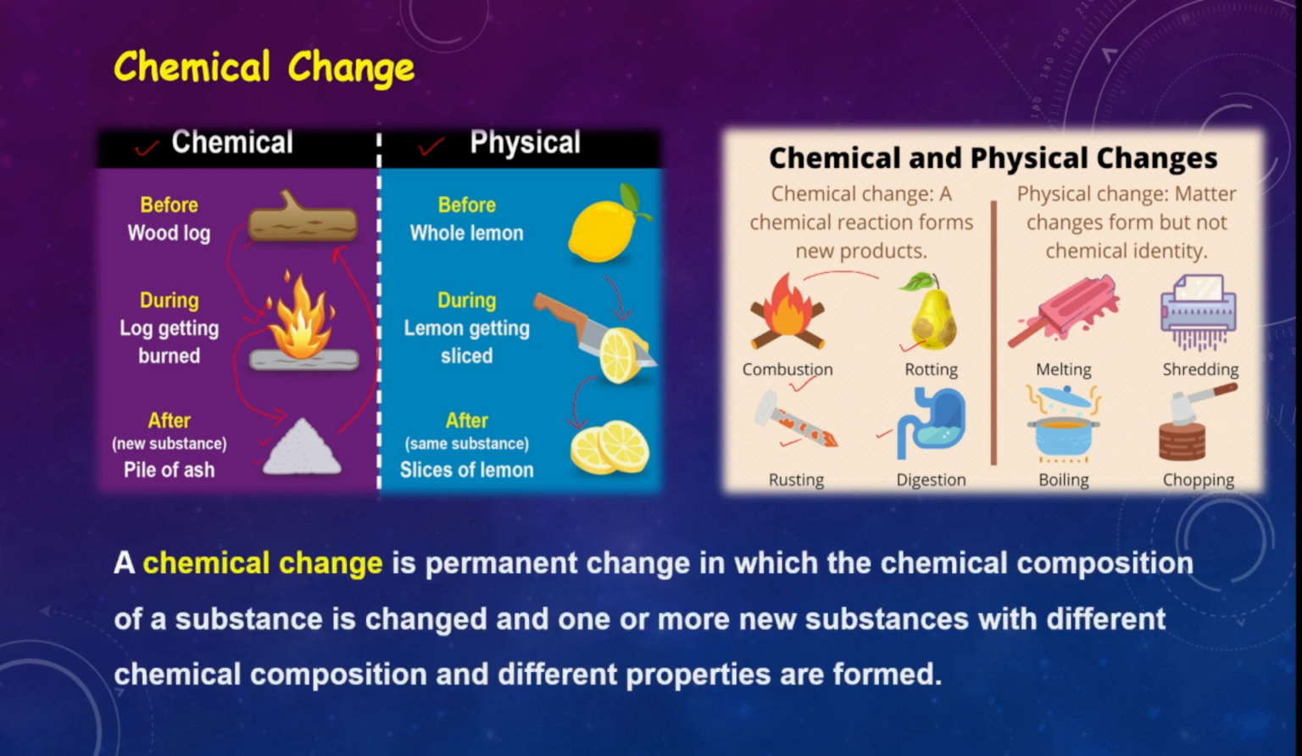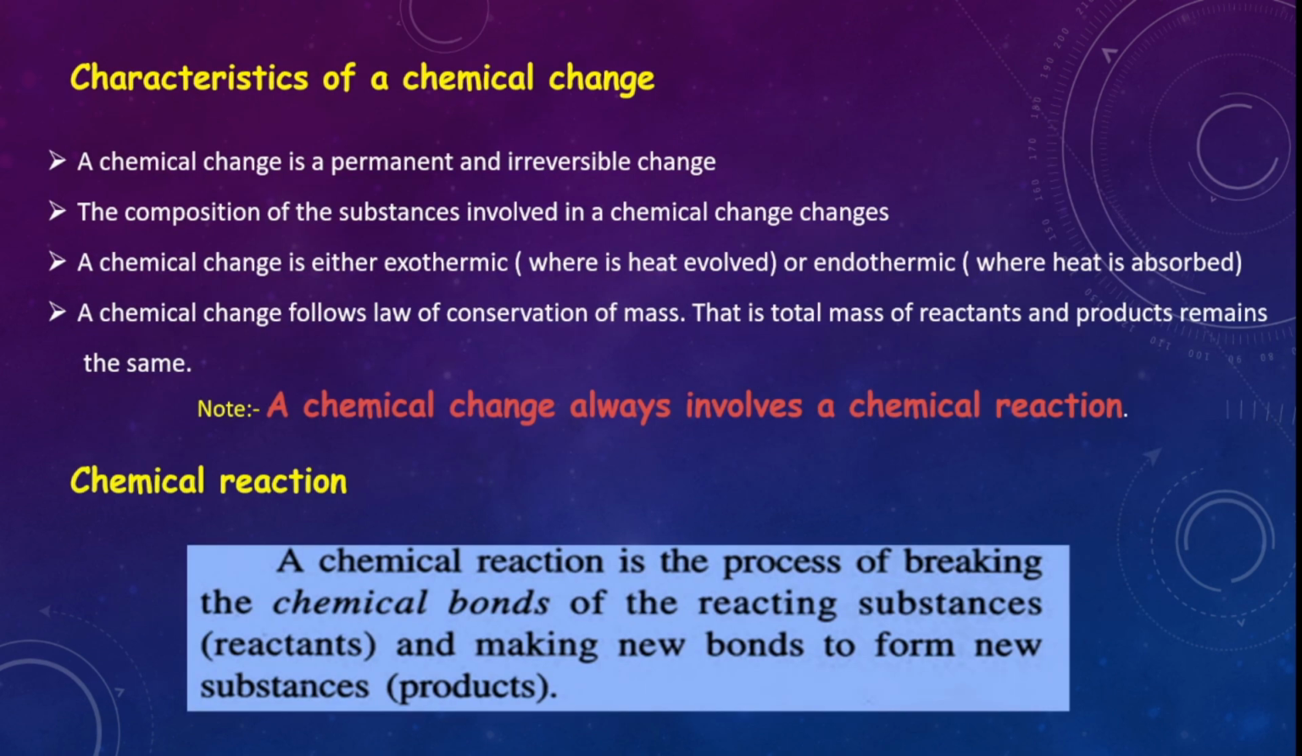We have already seen that a chemical change is a permanent change. It changes permanently. We cannot go back to its original shape. The chemical composition is changed, new substances are formed with new chemical composition and different properties. We have already explained it, isn't it?